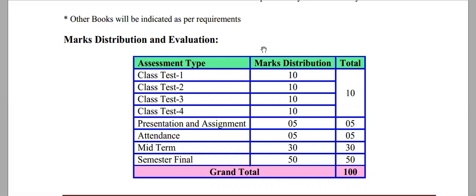That means you have to take part in at least 4 class tests. Among these 4 class tests, we will be taking into account the average of best 2 class tests, which will be added into your final grade sheet. You will also have a presentation and assignments, and presentation and assignment carries 5 marks. Attendance carries 5 marks. Midterm will have 30 marks and final will have 50 marks. This is the total 100 marks for marks distribution of this semester.